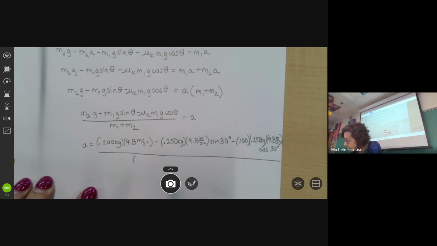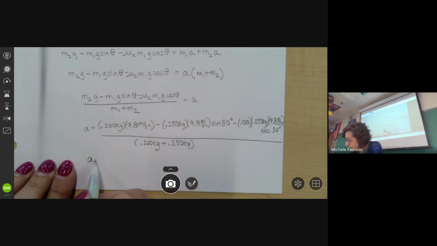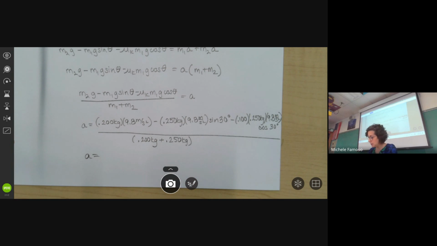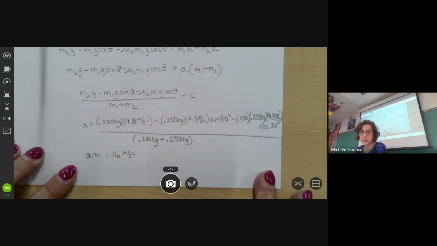All of that over the sum of mass 1 and M2. So that's the sum of 0.200 kilograms plus 0.250 kilograms. All right, let's go to the calculator and get the acceleration. 0.2 times 9.8. I'd like you to double check my math when you do this, please. So if you could grab your calculators and work it out. I don't trust my calculator skills lately. I'm getting an acceleration of 1.16 meters per second squared.